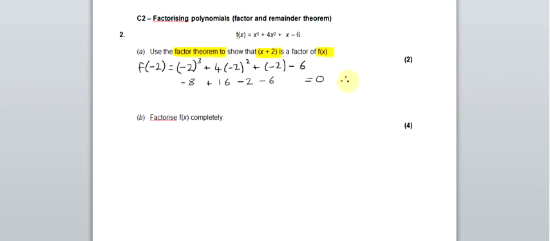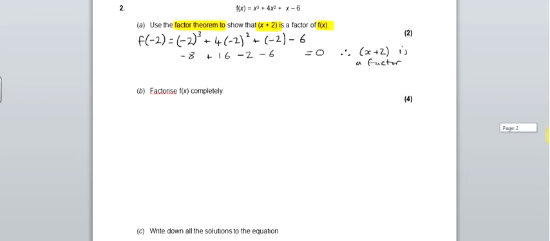Therefore x plus 2 is a factor, and that's the factor theorem. Now, to factorise f of x completely, we are going to divide f of x by x plus 2 and see what is left over. So we have x plus 2 there, and we are going to divide x cubed plus 4x squared plus x minus 6 by it. So off we go.